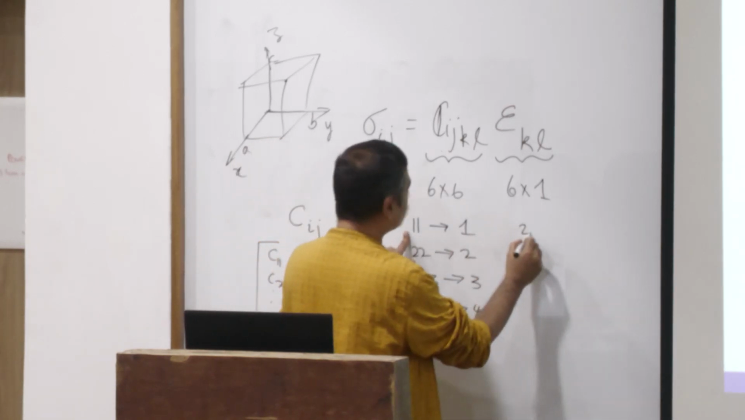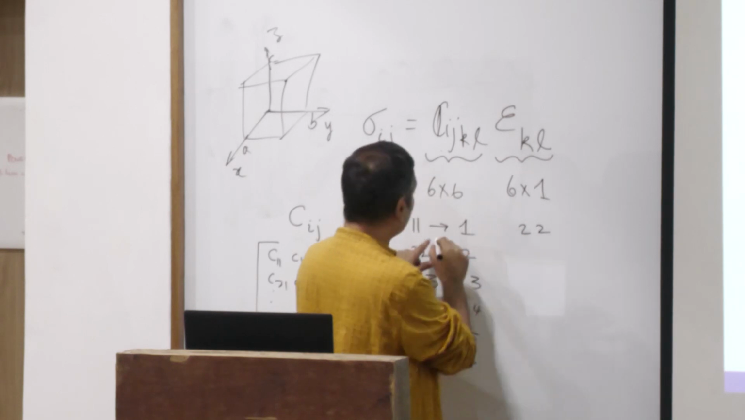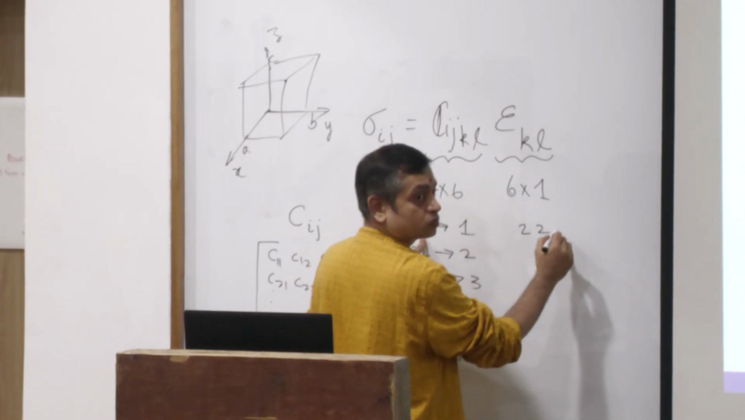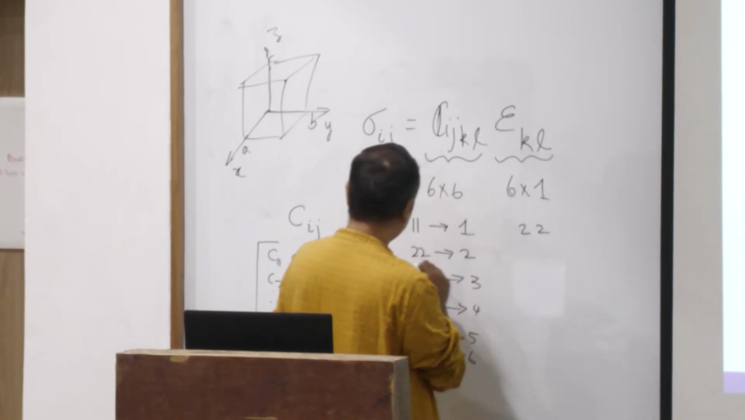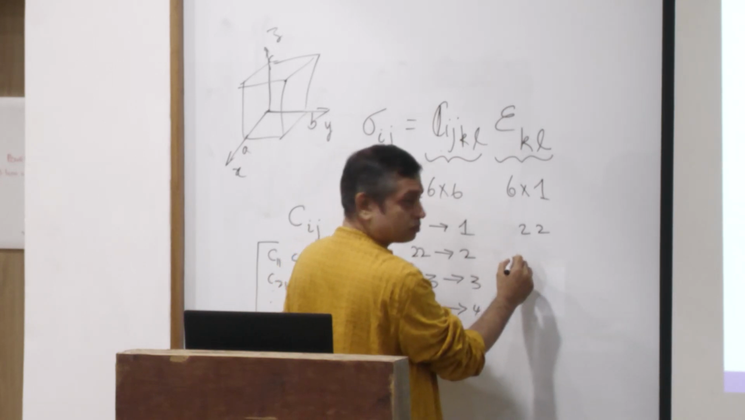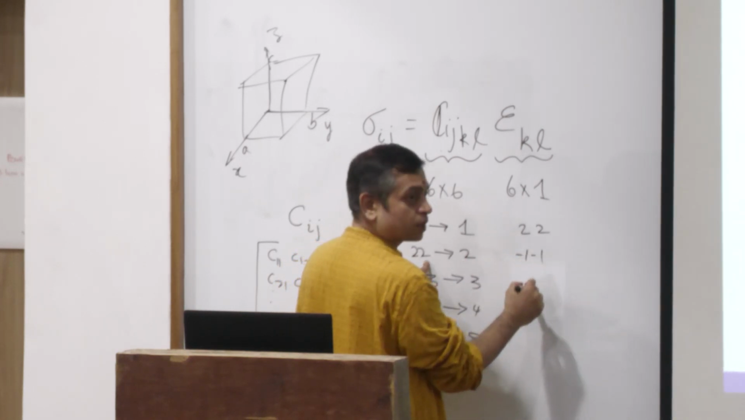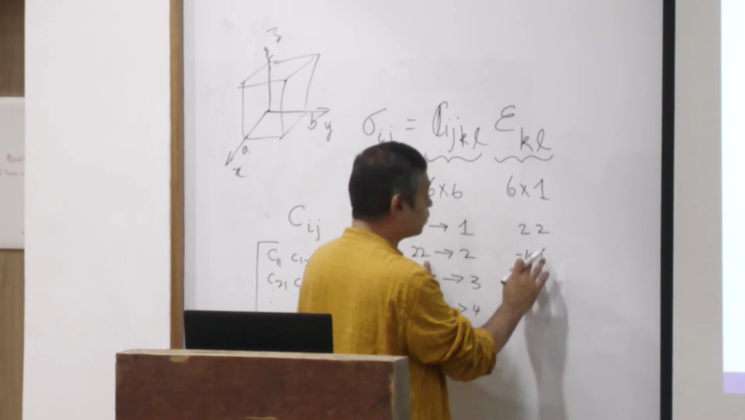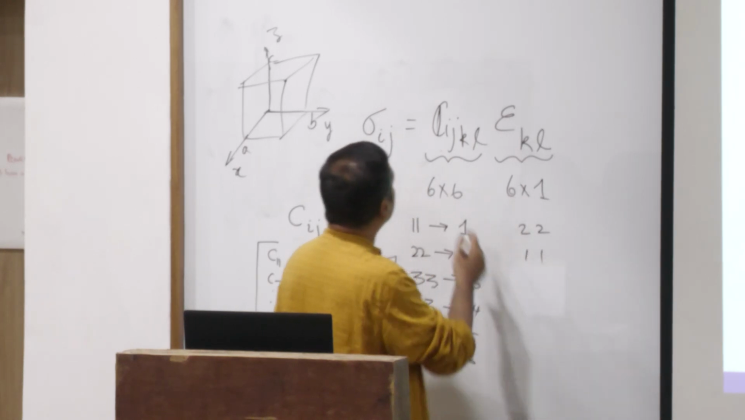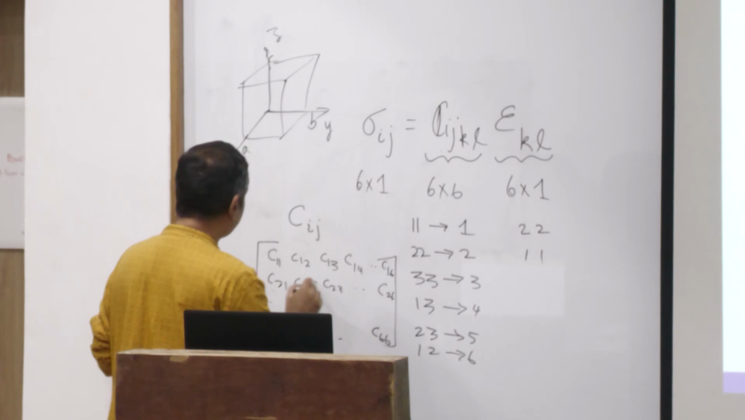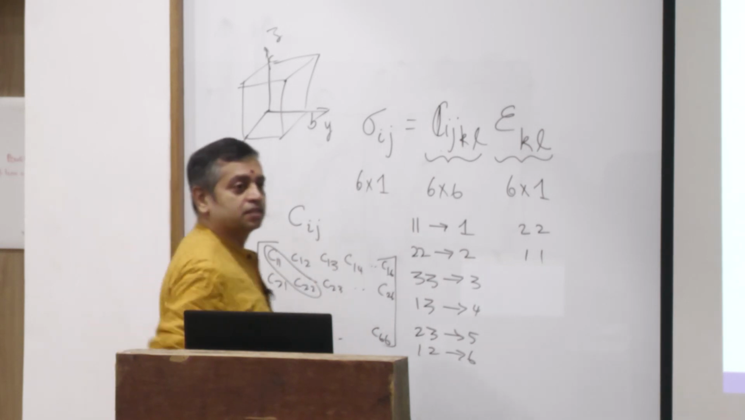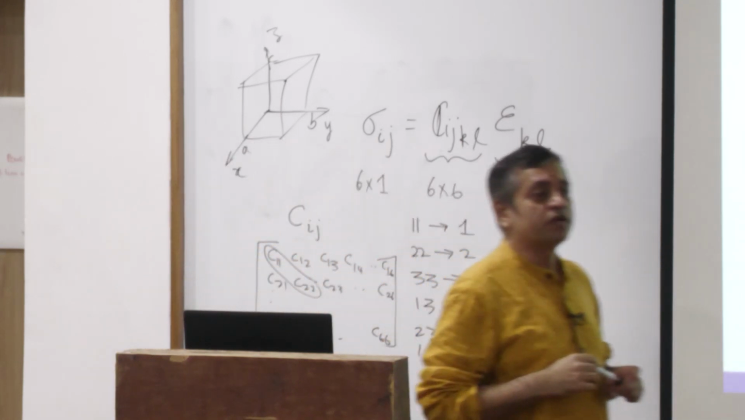So, 1 goes to 2, so 1 1 goes to 2 2, right. 2 goes to minus 1, so minus 1 is 1 1. So in this, 1 1 and 2 2 should be the same, they cannot be different. Now, x y or y z or x z does not matter, right, for a cube they are all the same.